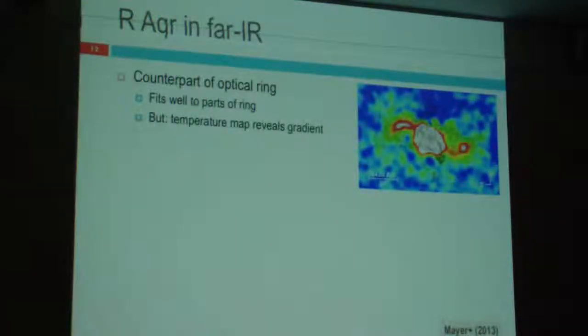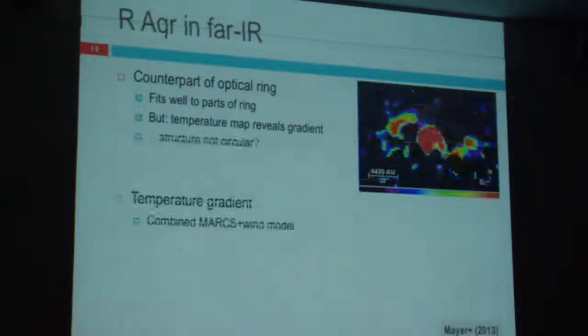In the far infrared, we just see a counterpart of the optical ring, but not completely. You only see here the northern part, here the southern part. And we have no clue why we don't see this kind of bridge, because this is definitely as strong as the southern one. And if you have a look at the temperature map of the object, you see here a temperature gradient. You see that this point is, I think, about 8 Kelvin warmer than this one up here. So the structure could actually not be circular. This wouldn't make any sense.